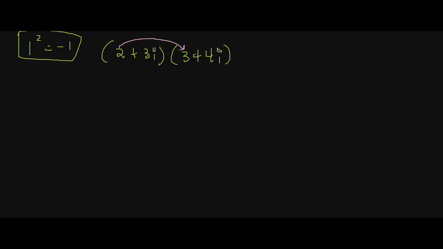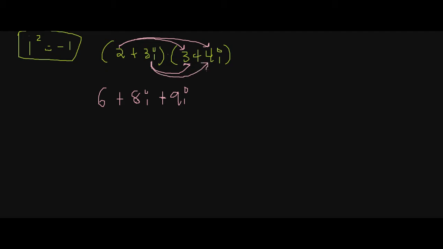Just like with any multiplication problem, we have to use the distributive property. So what's 2 times 3? I get 6. Plus, what's 2 times 4i? That's going to be 8i. Then we go over here. What's 3i times 3? That's going to give me 9i. And what's 3i times 4i?